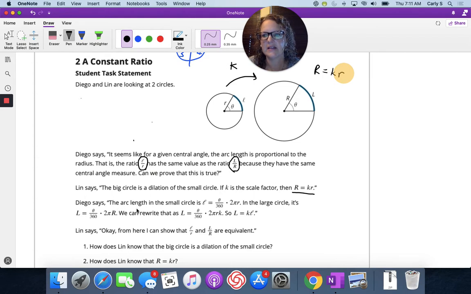Diego says the arc length of the small circle is L equals theta over 360 times 2 pi r, which is what we just did in task 1. We said the length of the arc is 2 pi r times your central angle over 360. I just wrote it in a different order, which is the order that I've written it in the whole lesson. So in the large circle, it's L equals theta over 360 times 2 pi big R. So I'm going to write it again.